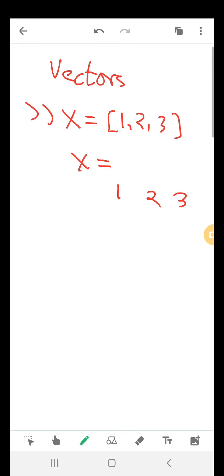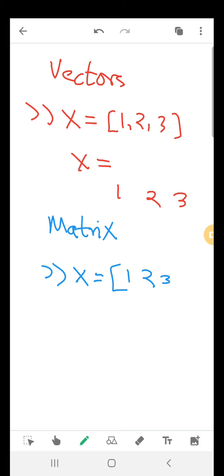Now what about matrices? Instead of a single row or a single column array, how to assign a matrix? For that, what we have to do is write the rows separated by semicolons. 1, 2, 3. Say 3, 2, 1.